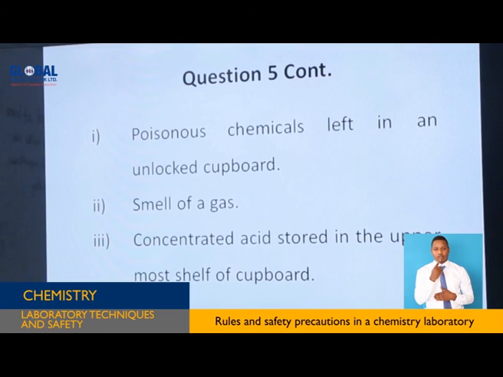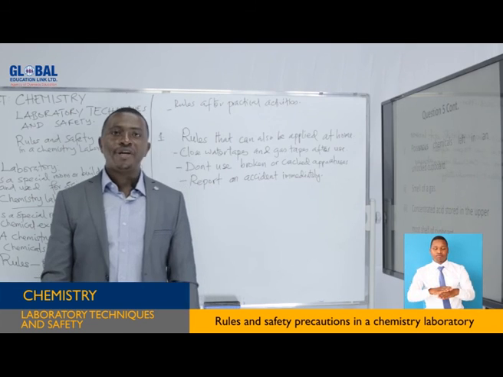You are required to advise the manager for the following observations. One, poisonous chemicals left in an unlocked cupboard. Two, there was a smell of a gas. Three, concentrated acid stored in the uppermost shelf of the cupboard. So these are the conditions that you observed in that laboratory, and you are required to advise this lab manager.